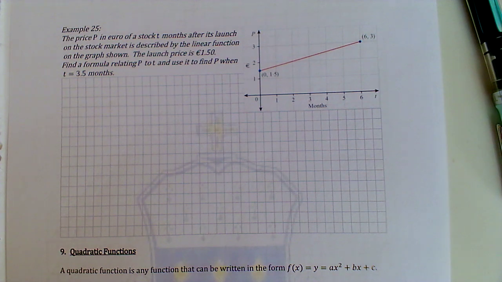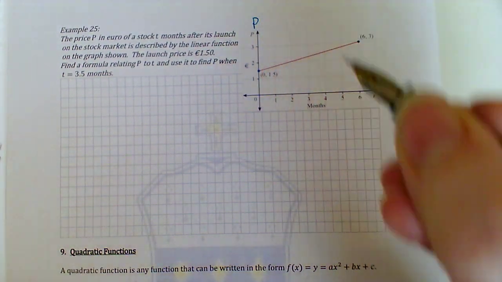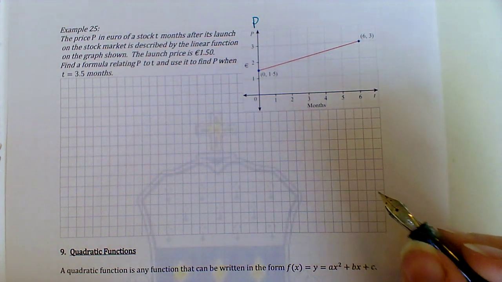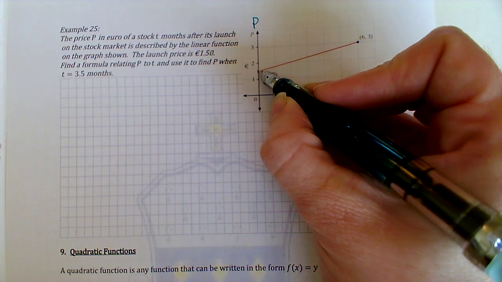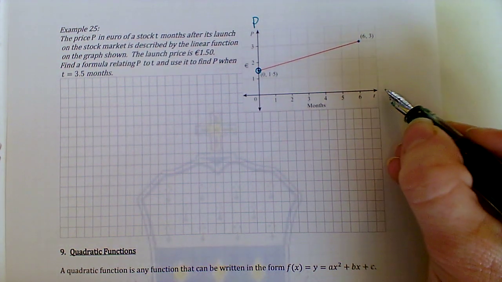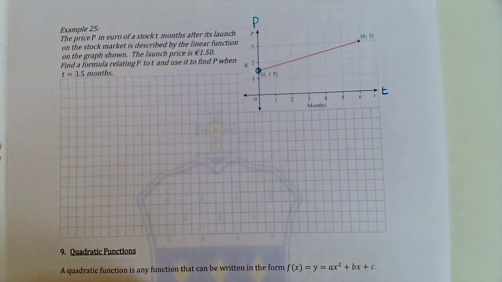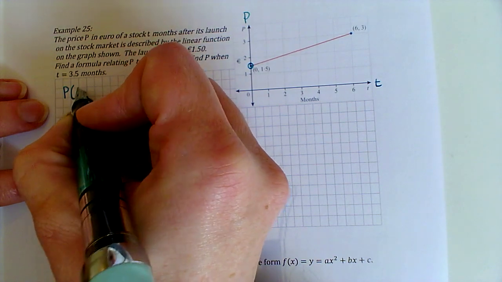The price P in euro is described by a linear function on the graph shown, and you can see that they have labelled my y-axis as P for the price. The launch price is €1.50, so we can see our y-intercept there. And they want us to find a formula relating P to T, where T is the time in months, like this. So T is my X value, and we're going to come up with a formula P of T.